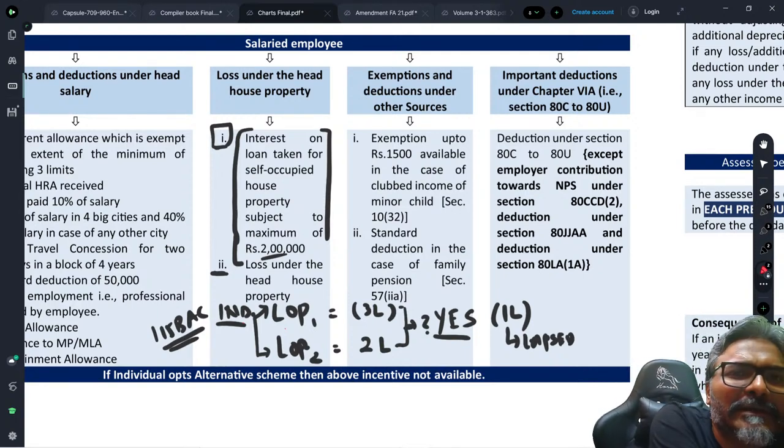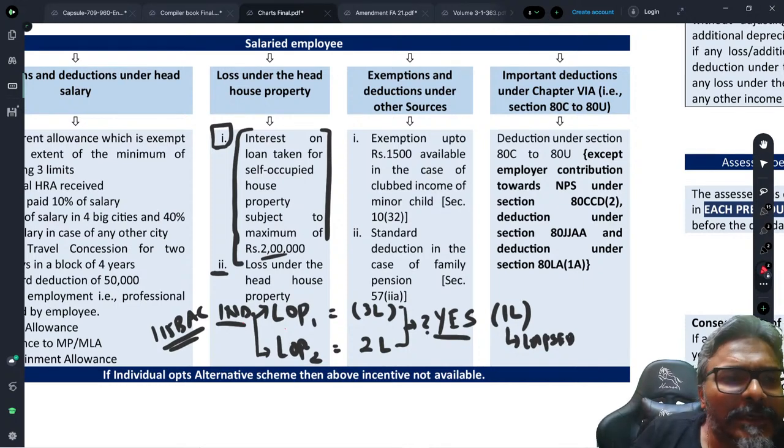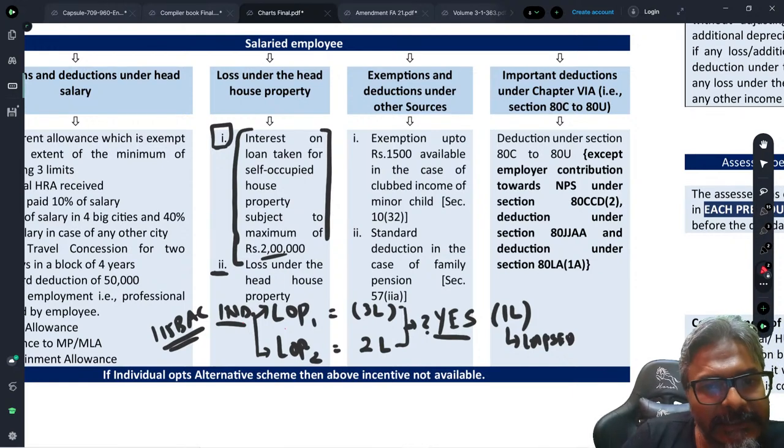Many students are asking, sir, how come there would be a loss? Why not? Interest deduction, is it allowed or not, students? Answer is yes. So, interest deduction will be allowed in this regard. Since interest deduction is allowed, that way there could be a loss.